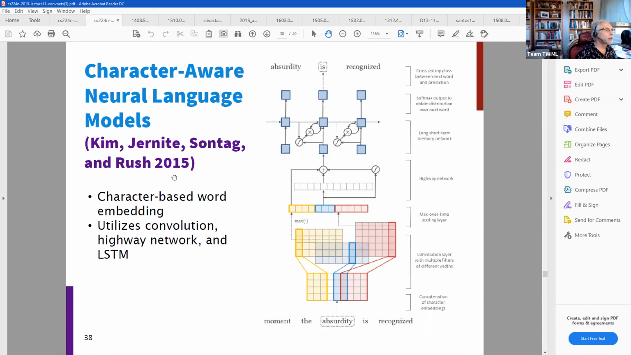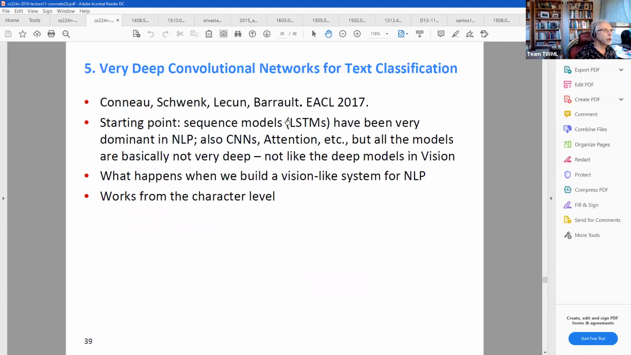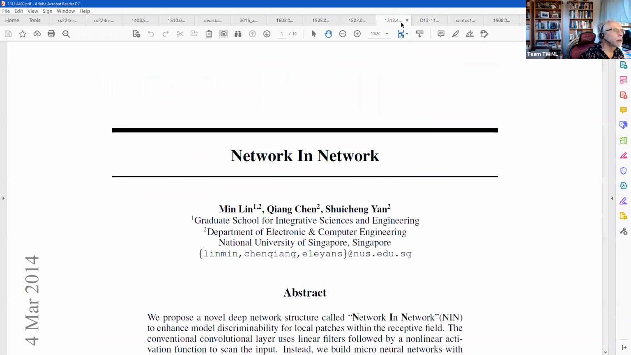All right. Okay, the next page is this paper. So LSTMs dominate, CNNs, attention, but all the models are not deep, not like the deep models in vision. So then these guys said, okay, what happens if you build a deeper network for an NLP problem? And it also works from the character level. So let's have a look at this paper really quickly.